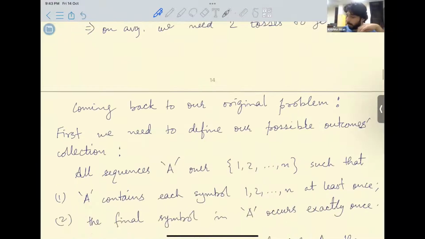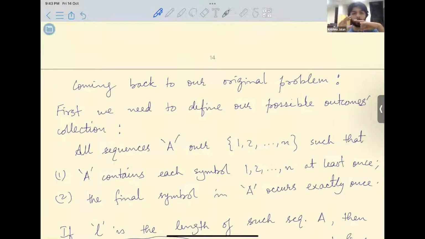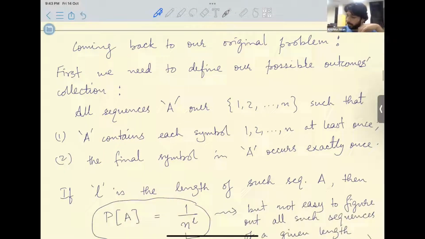Okay. So now we return to our original problem. Our original problem was a complicated version of this, nothing much. In our case, we need to define the collection of possible outcomes. So my suggestion is, let's start with sequences, which I denote as A. The sequence takes values 1, 2, and so on, up to n, because there are n cards.